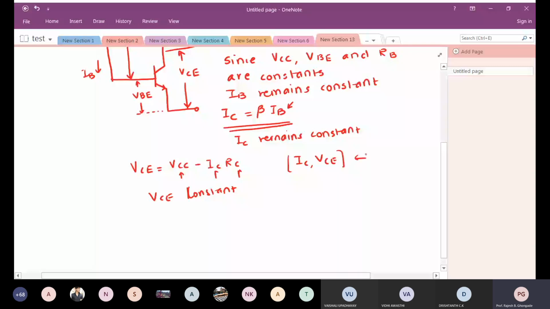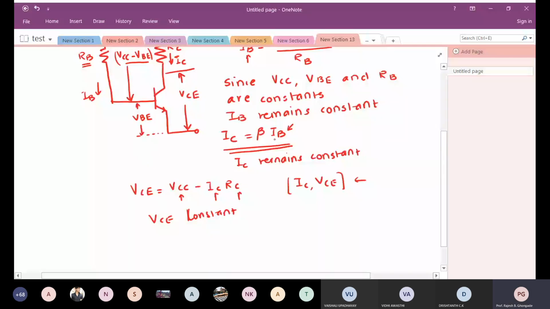Of course, there is a big caveat over here, and that is I am assuming that beta is constant for different devices, but as devices change, beta is going to change. So we'll soon see that even though this happens to be a very simple way of biasing, it is having this particular problem. Of course, we'll see that later on.